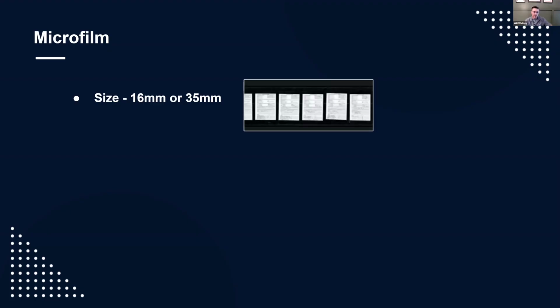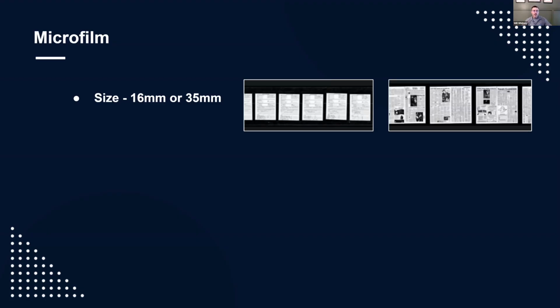So 16 or 35 millimeter. 16 millimeter is like office documents, the most typical 16 millimeter microfilm. 35 millimeter, they're larger images, larger frames, and that's for newspapers, engineering drawings, blueprints, things like that, books, things of that nature will be on 35 millimeter.